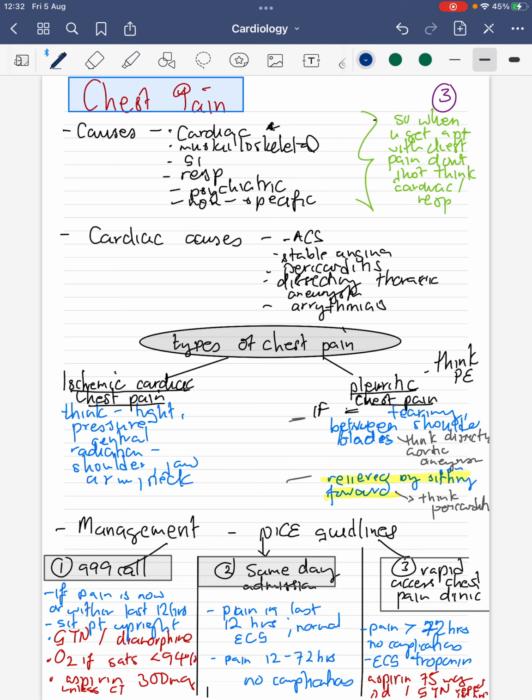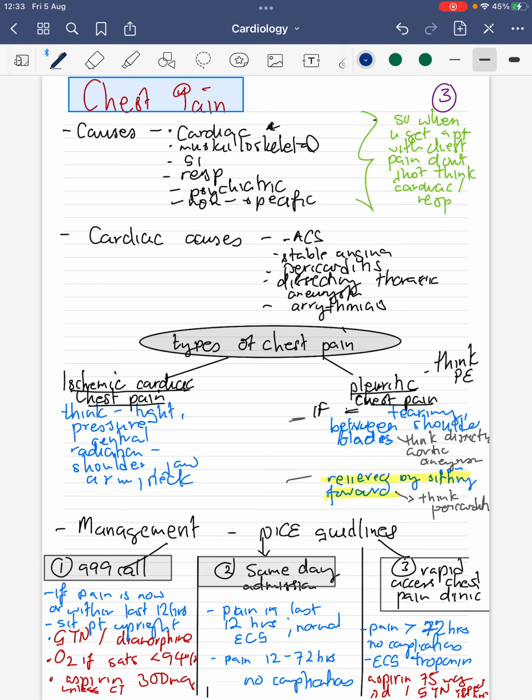And how do we then manage? The first thing we want to do is a 999 call. This is whether in or outside of hospital. So when do we do a 999 call? If the pain is now or it was within the last 12 hours, if somebody says, look, I've had this tight pain in my chest that's been radiating, we do a 999 call. We ask the patient to sit upright, right? And then if possible, we would give diamorphine or a GTN spray, which is a nitroglycerin spray.